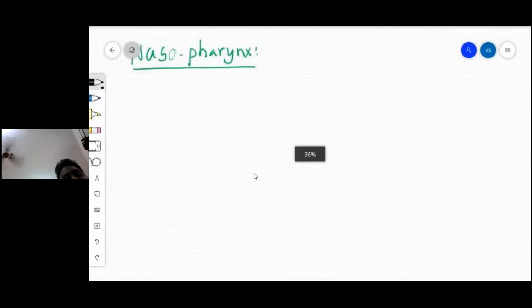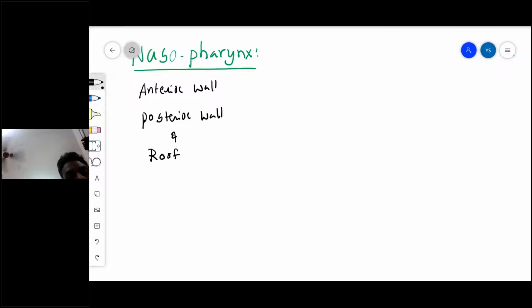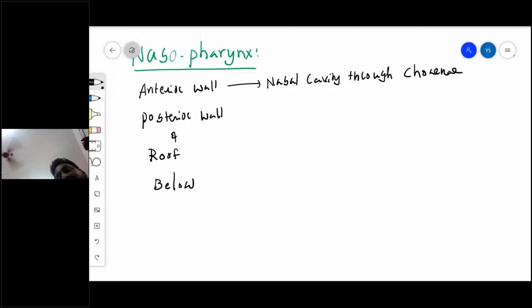First we have seen the nasopharynx. Anterior wall, posterior wall, and the roof. Finally below, the floor. Anterior wall communicates with the nasal cavity through choanae. So what is choanae? You see in the dissection, we explain you.